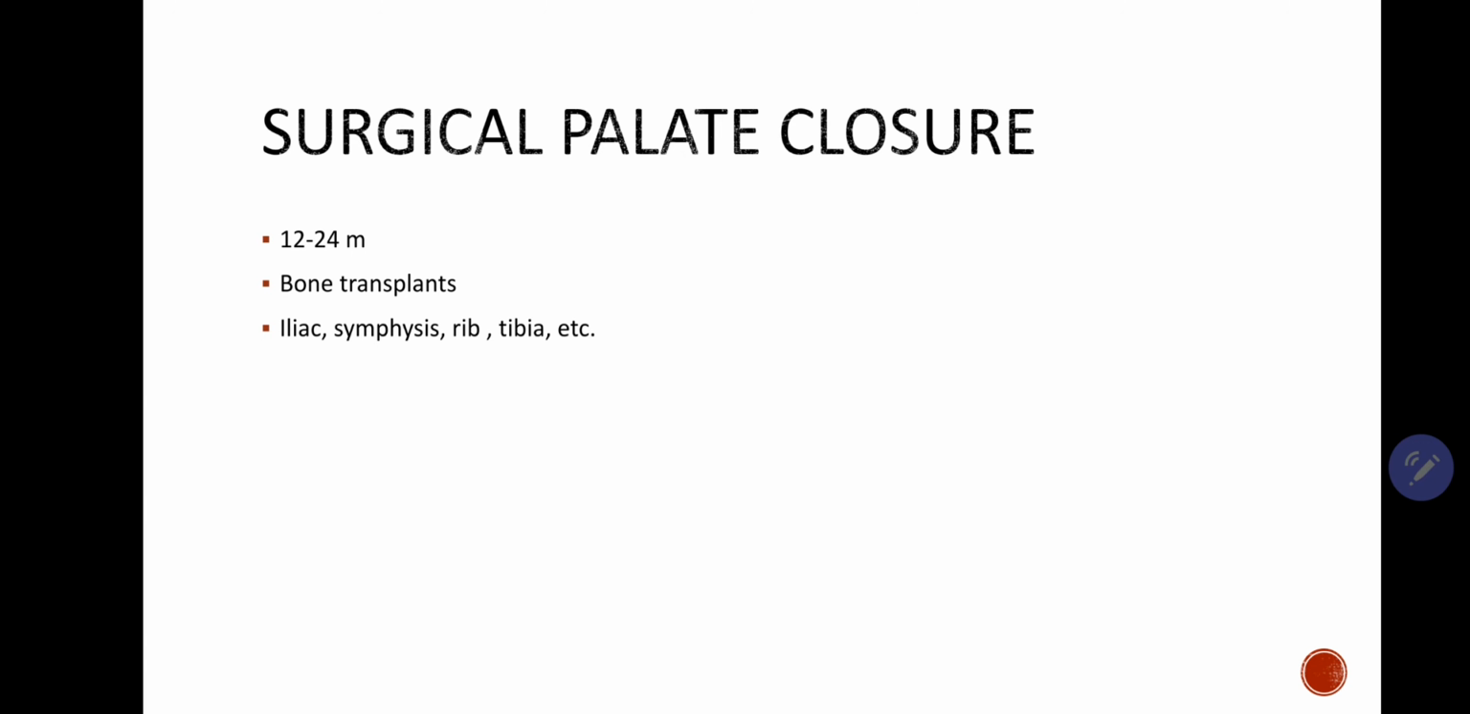Once the lip surgery is done, the palatal closure is also planned accordingly. Once the infant is around 1 to 2 years, though it is mostly planned after 2 years, a bone transplant for the cleft, or the space present between the alveolar ridges, is planned.